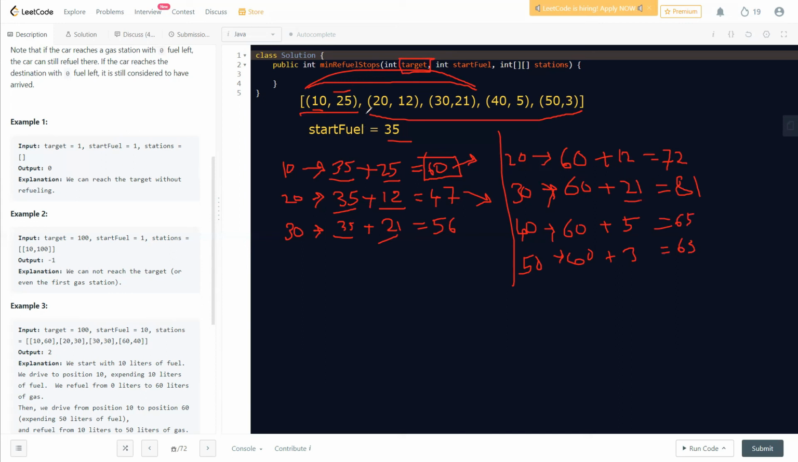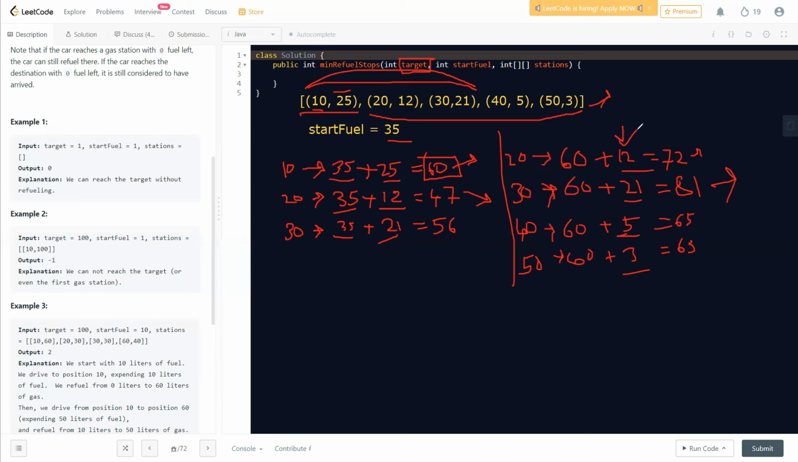Next we went ahead with the rest of the stations. We check what is the maximum fuel we can get till now. With the stations given to us, the maximum distance we can reach is 81. So whatever our target is, if it is more than 60, we will definitely take this stop, because it does not matter if we have more fuel. So why would we go ahead with taking less fuel? The whole idea boils down to the amount of fuel we have at each station.